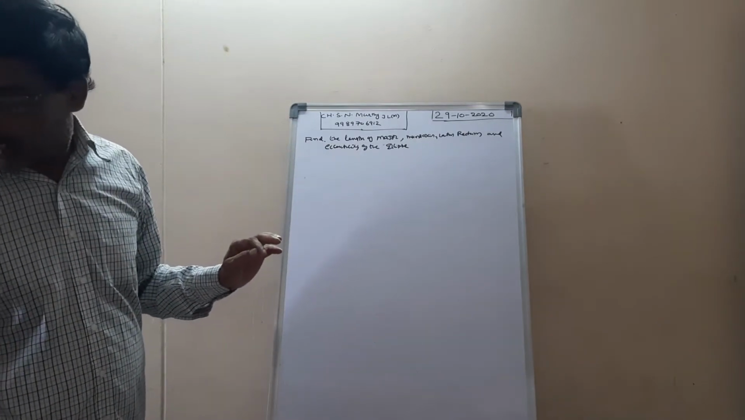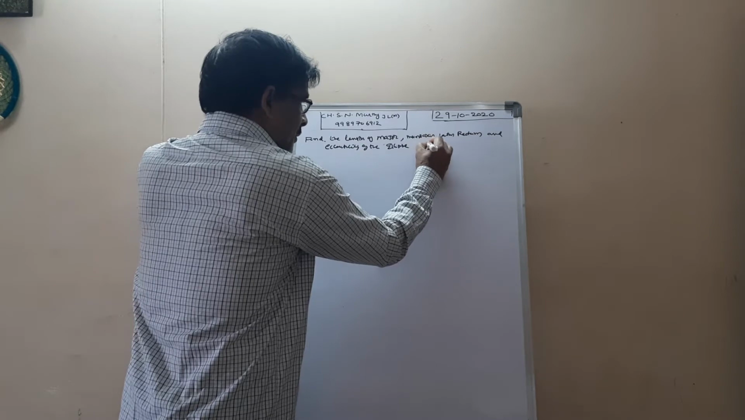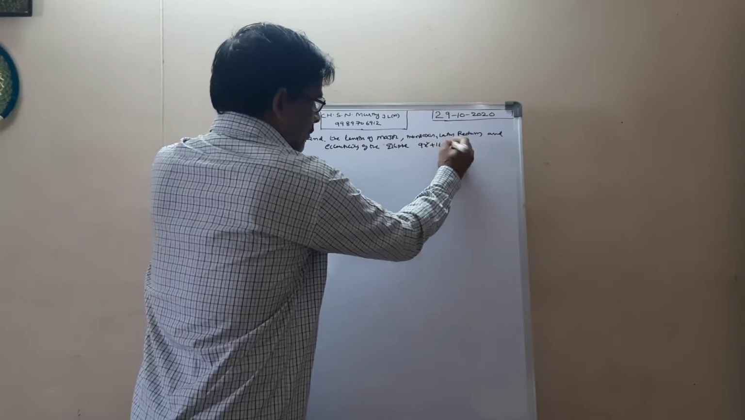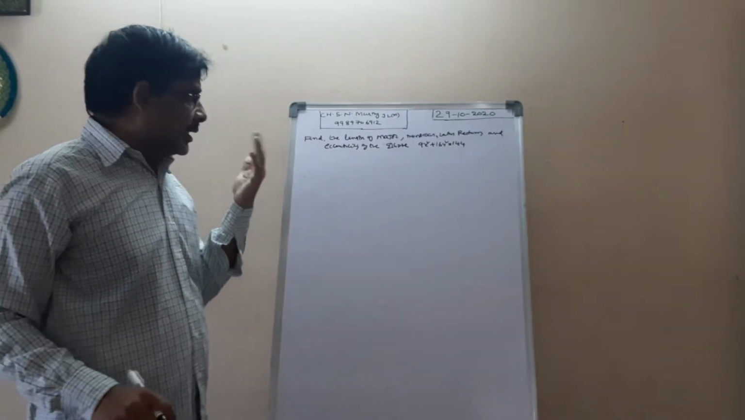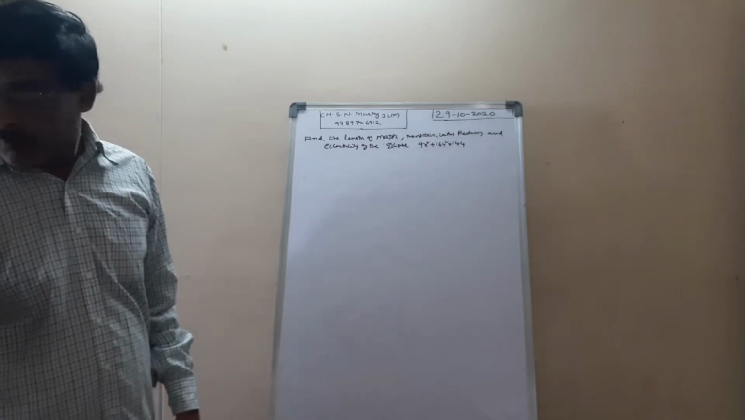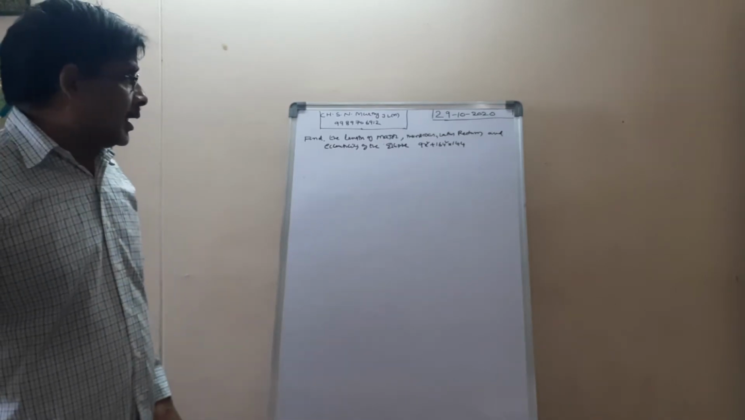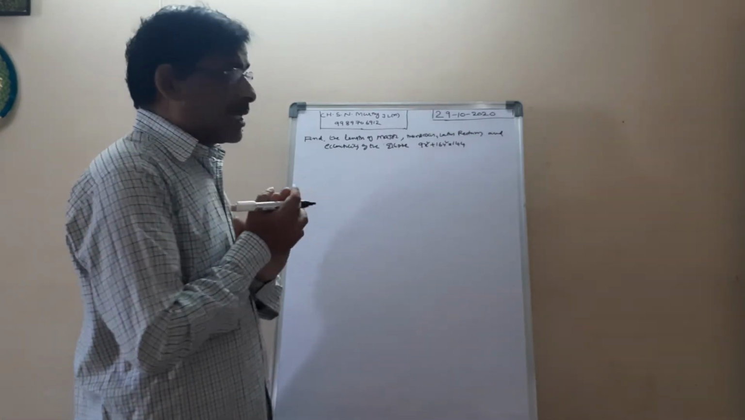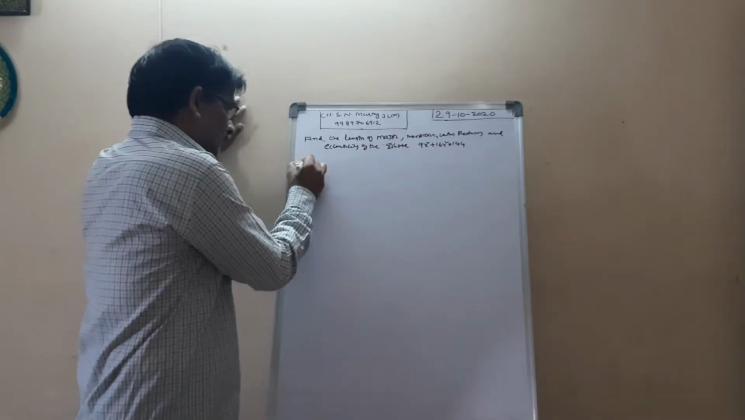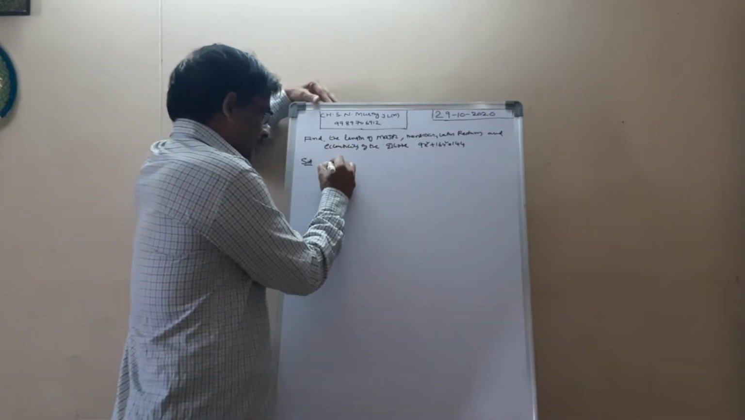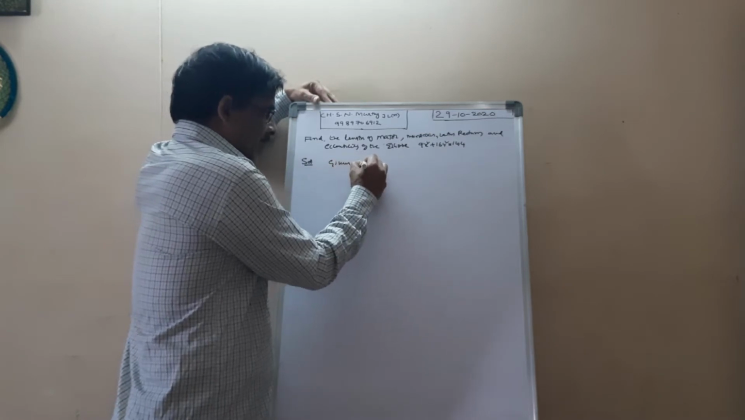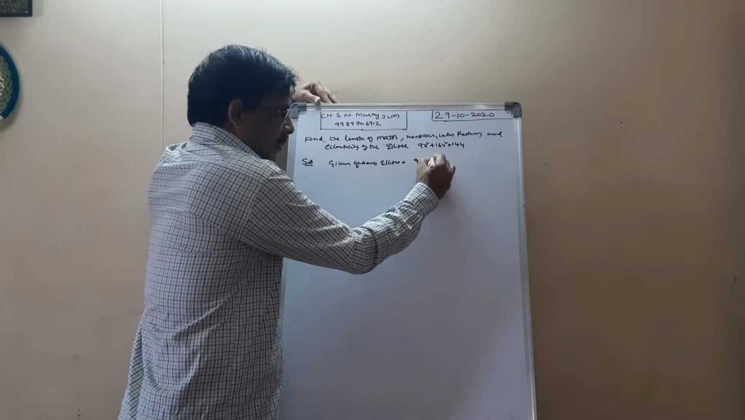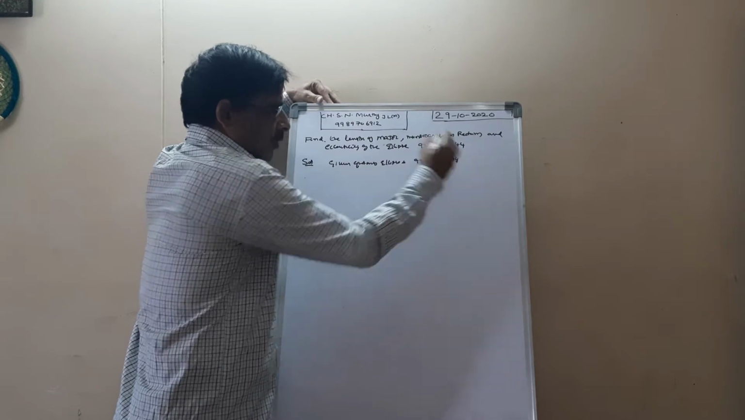The equation of the ellipse is given: 9x square plus 16y square equal to 144. Let me read the problem once again. Find the length of major axis, minor axis, latus rectum and eccentricity of the ellipse 9x square plus 16y square equal to 144. This is our ellipse. Given equation of ellipse is 9x square plus 16y square equal to 144.